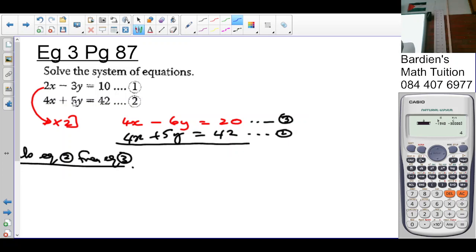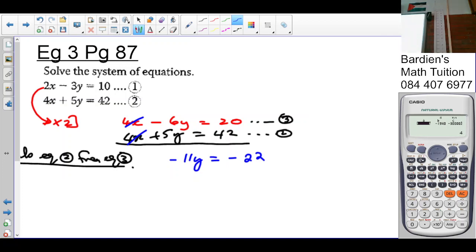If we do that, Rebecca follows from me, right? First is, what's 4x minus 4x? 0, that cancels. And that is what I want. Okay? What is negative 6y minus 5y? Negative 11y. What is 20 minus 42? Check on your calculator. 20 minus 42. Negative 22. Yes?